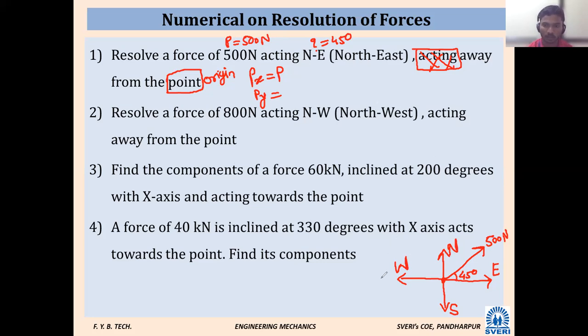Refer to the figure I have drawn at the corner. What will that be: P sin theta or P cos theta? Fast. Cos theta. Why cos theta? And what will be the formula for the y component? P sin theta.